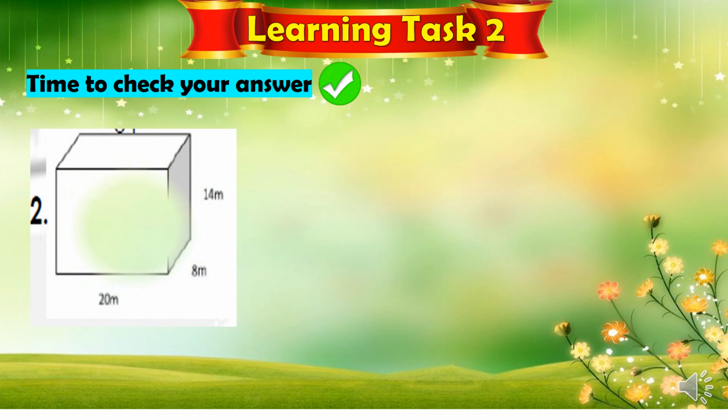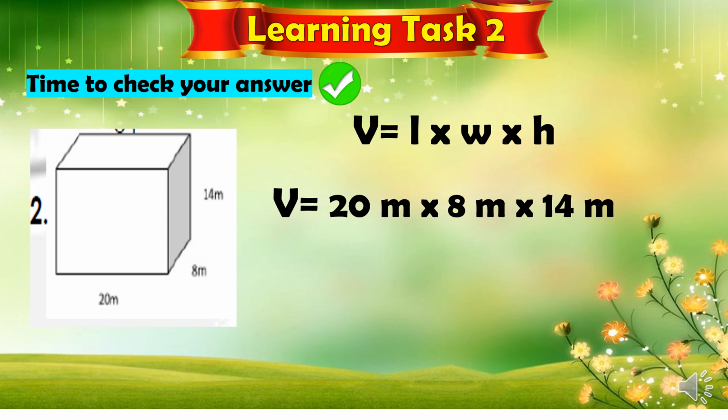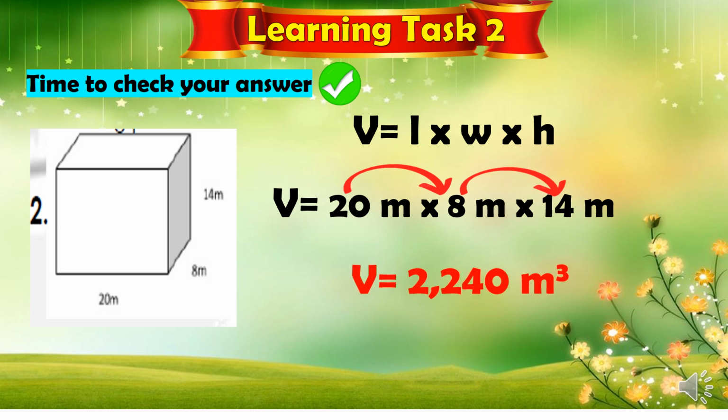Okay, let's move on to the number 2 figure. It is a rectangular prism, so we will be using the formula V equals length times width times height. When we substitute, the length is 20, the width is 8, and the height is 14 meters. So let us multiply 20 times 8 times 14, and that will give us a volume of 2,240 cubic meters.